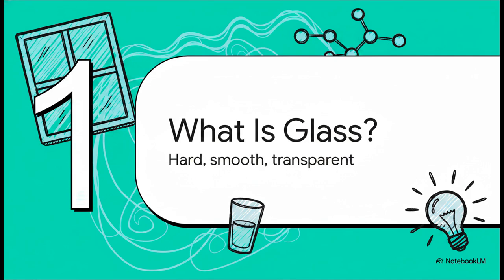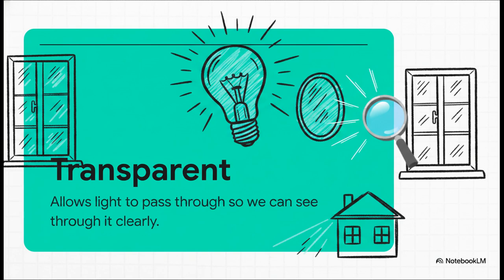What is glass? It's hard, smooth, and transparent. Well, what exactly is glass? You see, the absolute biggest superpower of this hard, smooth material is its transparency. Transparent simply means it allows light to pass straight through it so we can see clearly on the other side. Just imagine if your bedroom windows were made of thick wood or solid metal. Your room would be incredibly dark, right? Because glass is transparent, we use it for windows, mirrors, and even the light bulbs that brighten up our homes.